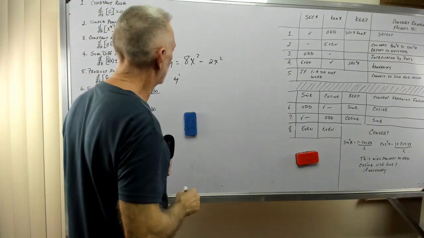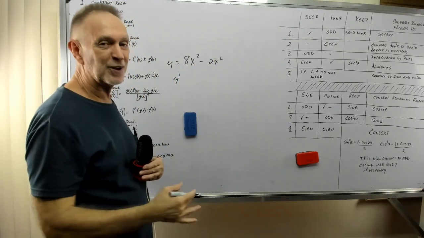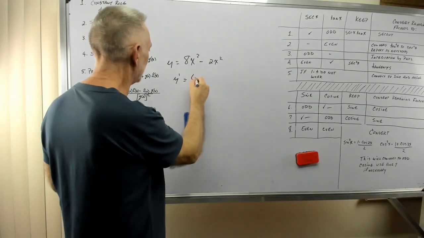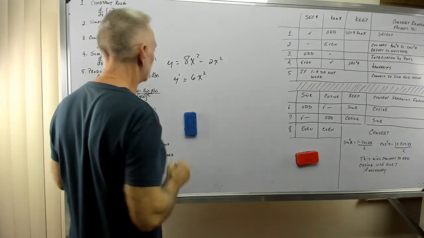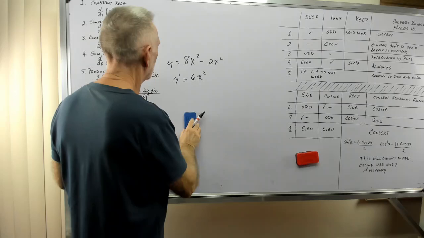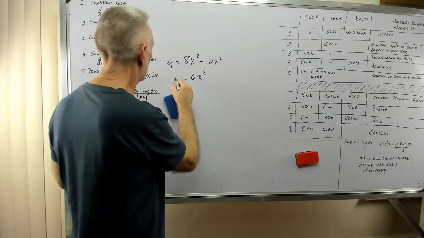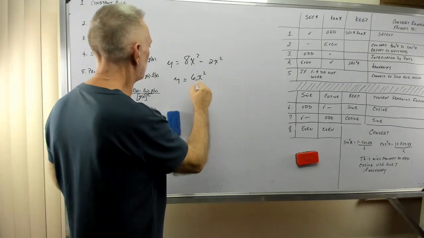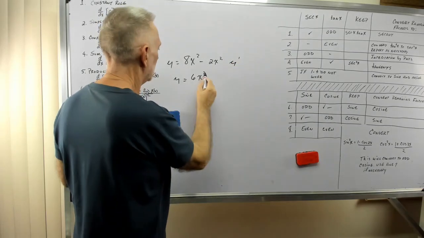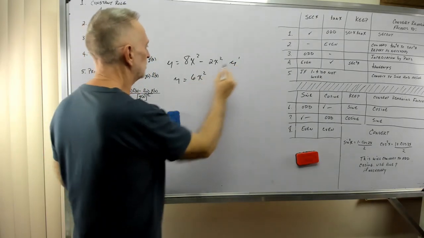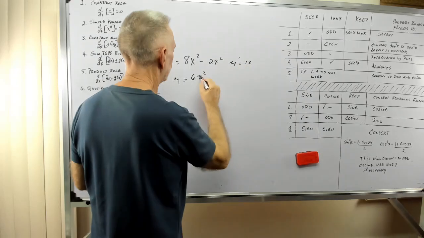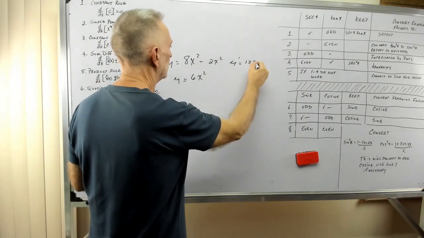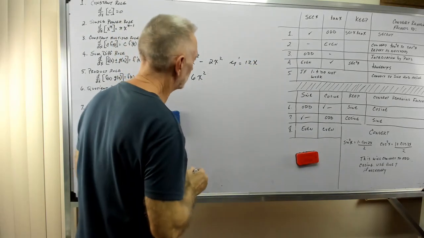8x squared, I have 8 of something minus 2 of something. Hey, guess what? I have 6 of something. 6x squared. Well, that's y. So y, I just simplified it. Now then, y prime, bring the 2 down. 2 times 6 is 12. X to the 2 minus 1, which is x to the first power.